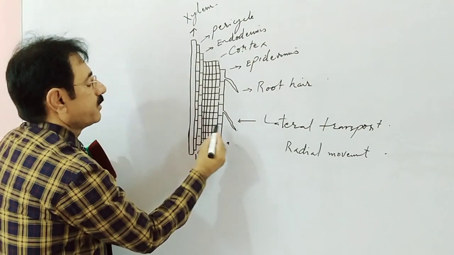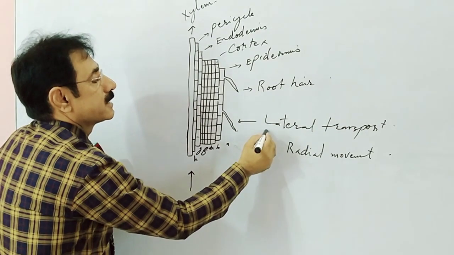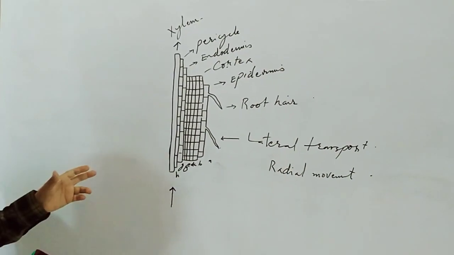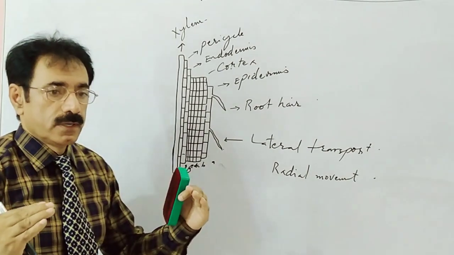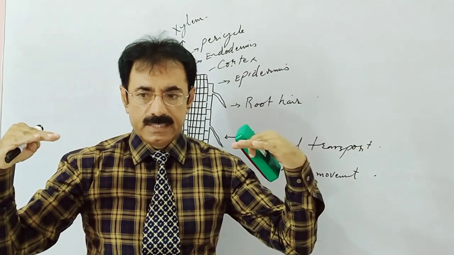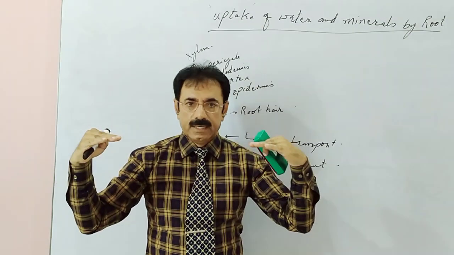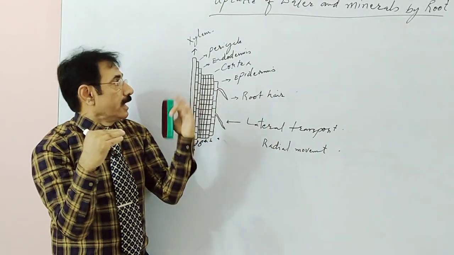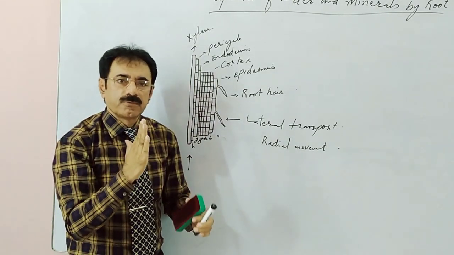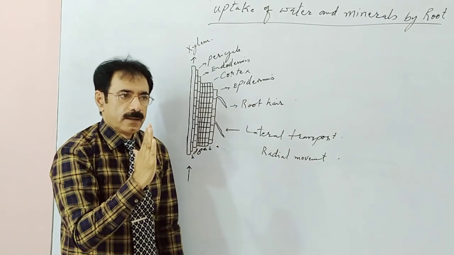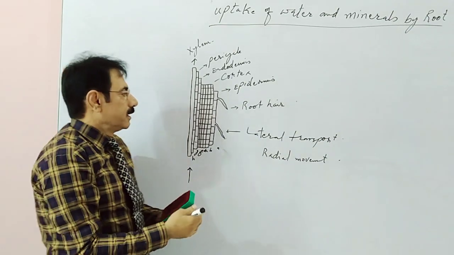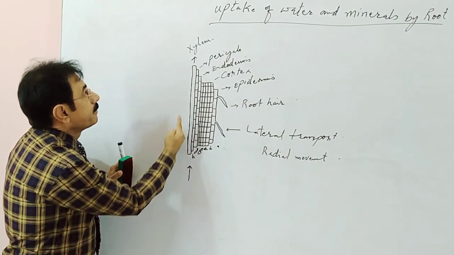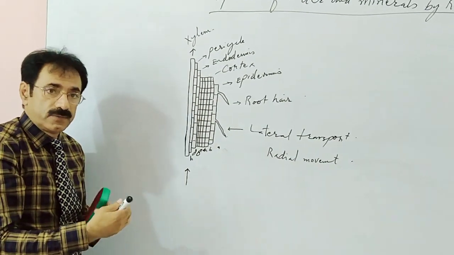This flow of the water covering the distance of 8 cells is lateral transport or the radial movement of the water, because the water flows in the horizontal direction. When the water reaches the xylem, the flow of the water is in an upward direction, and this movement of the water through xylem is called ascent of the sap.